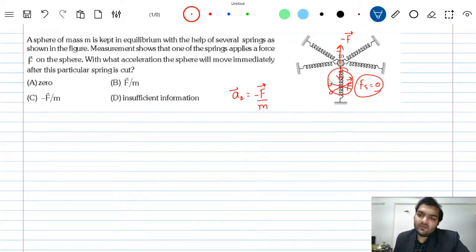So what have we seen here? The spring force in this spring becomes zero, and the spring force in all the other springs remains the same, and the sum of the spring forces in all the other springs is equal to minus F. The answer will be equal to minus of F by m.